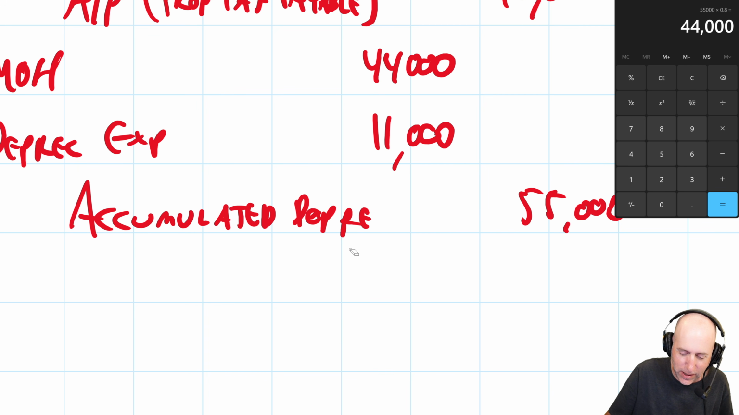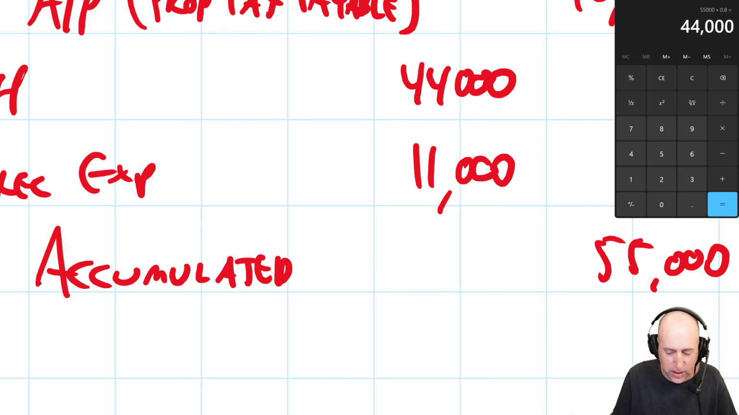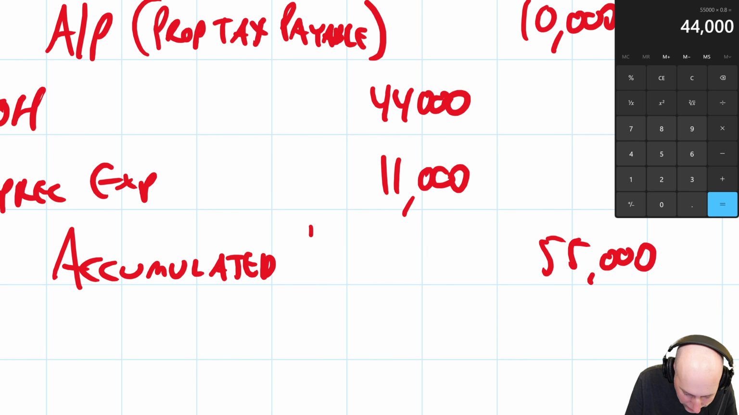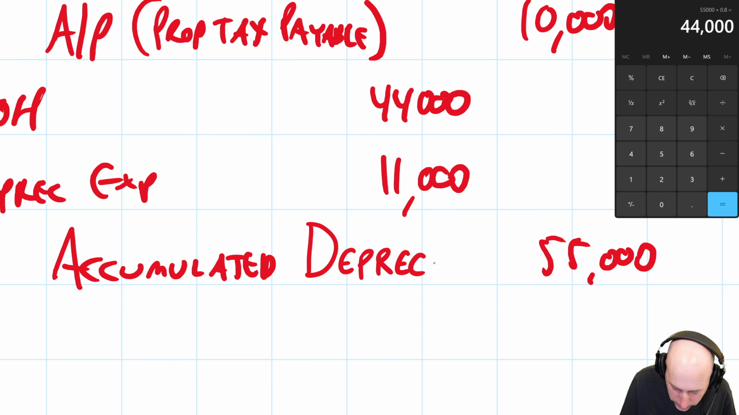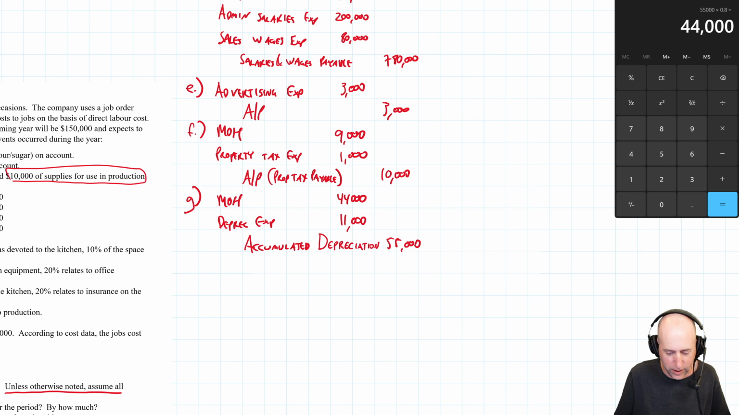If you ever notice I write neat in some things and messy in some, it's because I zoom in really close and I make extra sure. So let's make extra sure on this one. Depreciation. I'm running out of space. There we go. That looks much better.